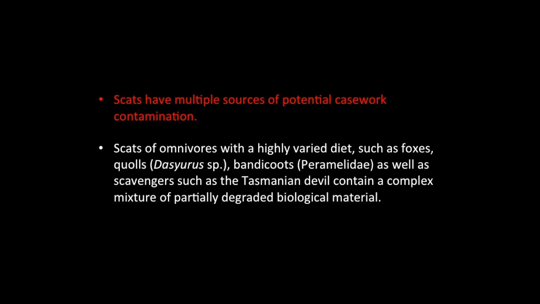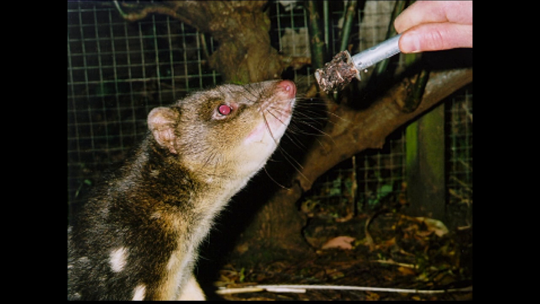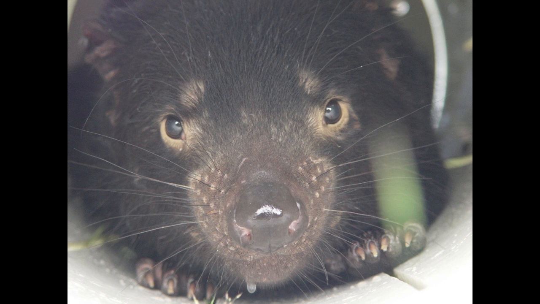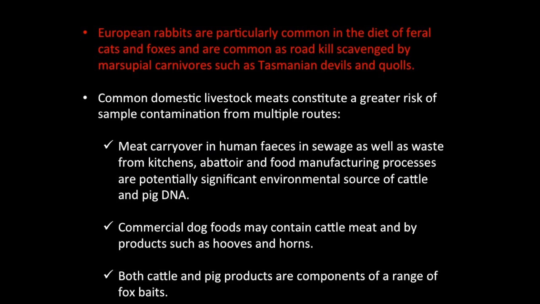Scats have multiple sources of potential contamination. Scats of omnivores in particular, with a highly varied diet such as foxes, quolls, bandicoots, as well as scavengers such as the Tasmanian devil, contain a complex mixture of partially degraded biological materials. Even if obvious prey contents are separated in the scat prior to analysis, the possibility of contamination throughout the fecal material must be assumed. The species-specific assay proposed by Berry and others must contend with the likelihood of strong PCR amplification arising from extremely abundant forms of non-fox DNA.